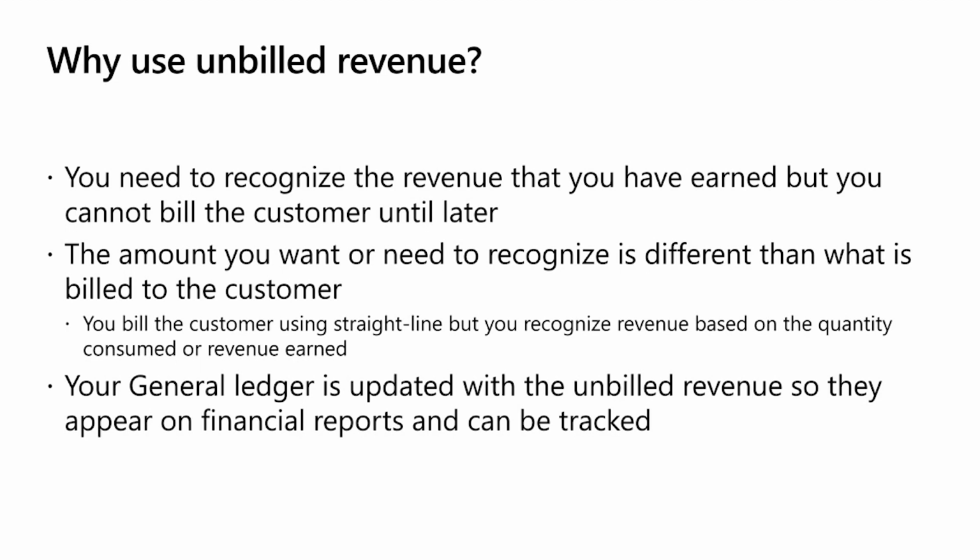And perhaps the most common is your general ledger does get updated with your unbilled revenue amount. So they appear in the financial reports and they can be tracked. So it's a lot easier to see what has been earned but hasn't been billed yet. You can keep track of that in your general ledger as you go through.